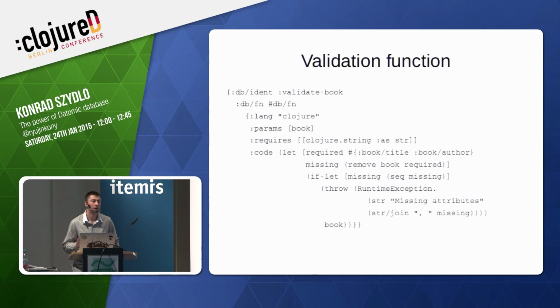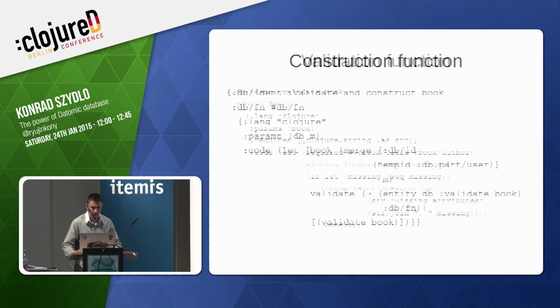This is a more involved function that we can use for validation, although it's similar to the previous one. We declare the function name. We say that it's a Clojure function that takes a book parameter. We need some functions from the Clojure namespace, and in our code I stated a book needs a title and an author, and if one of them is missing, I throw a runtime exception, otherwise I return the book.